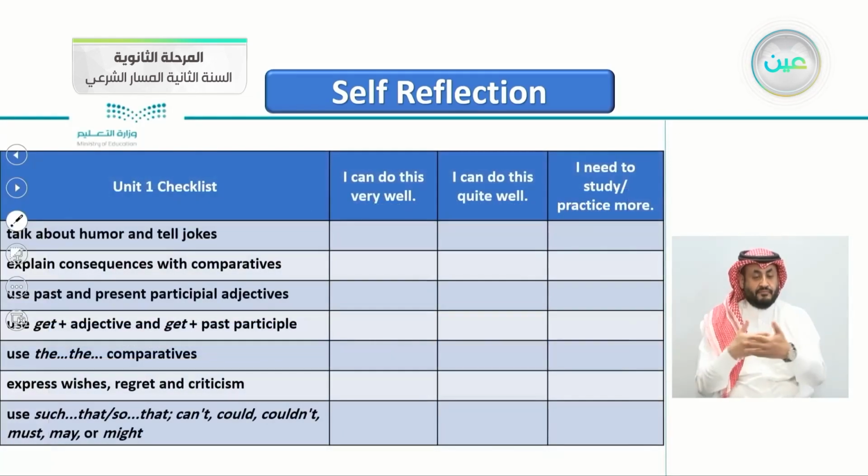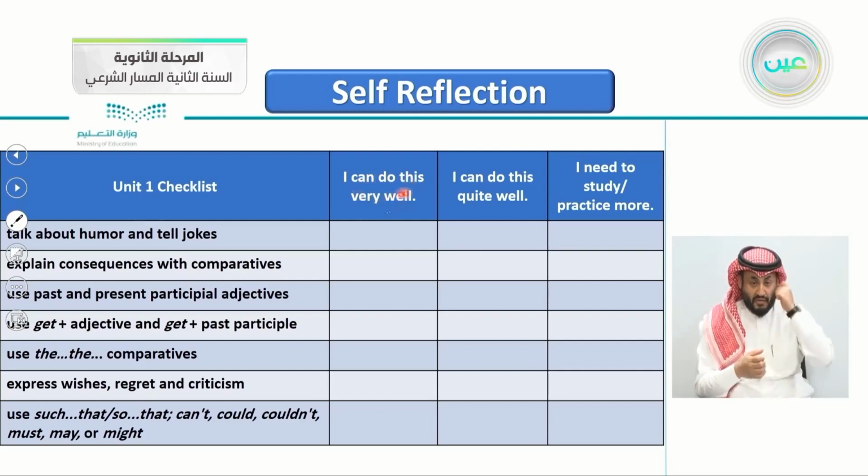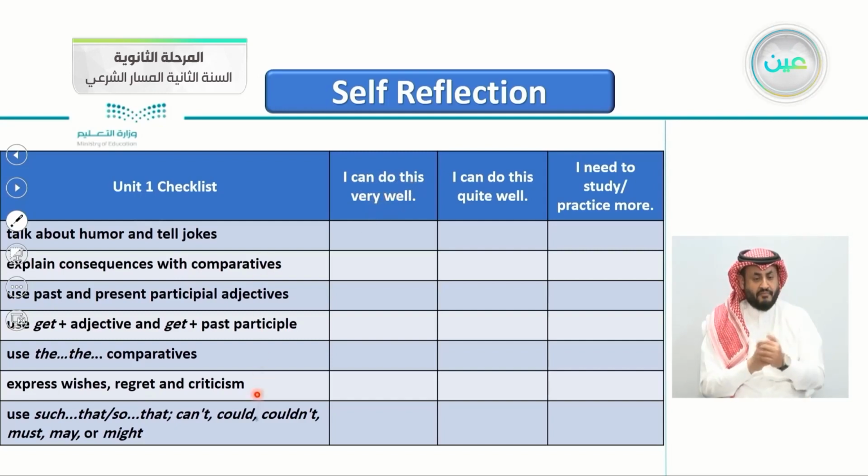And also here is the checklist for Unit 1. Notice here the columns: things that I can do very well. These are some of the lessons in Unit 1. If you can do them very well, just tick a mark in this column. I can do this quite well. So it's not so much, but I can do it quite well. Tick a mark on this column.